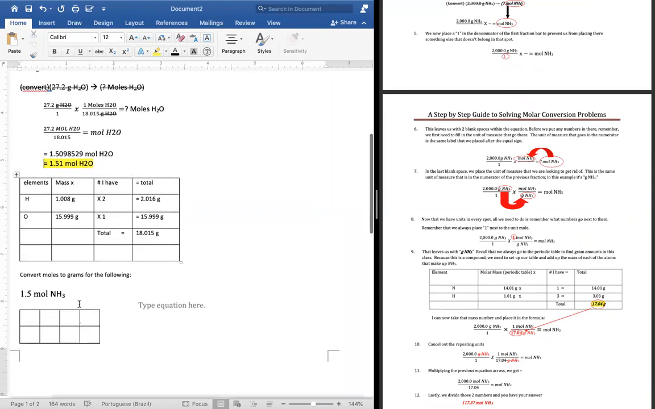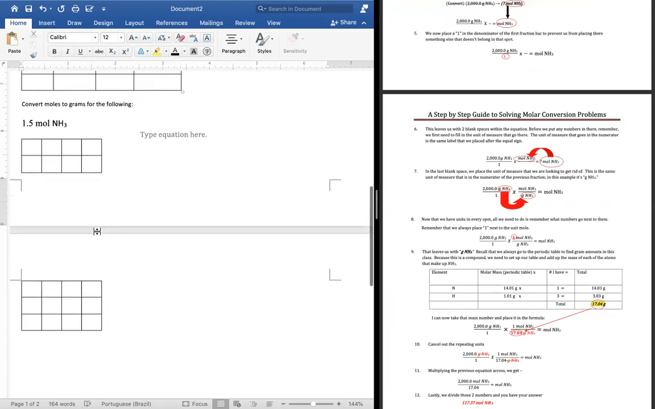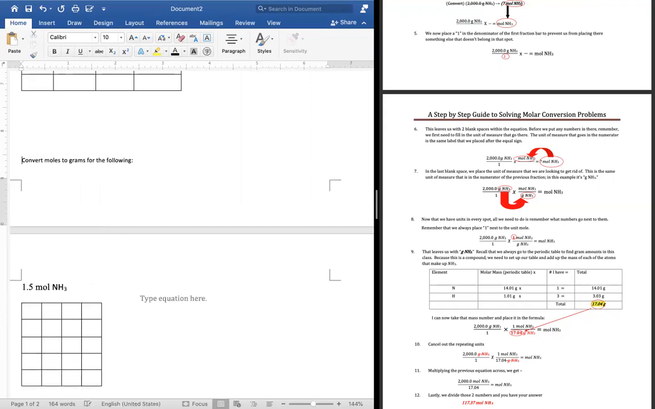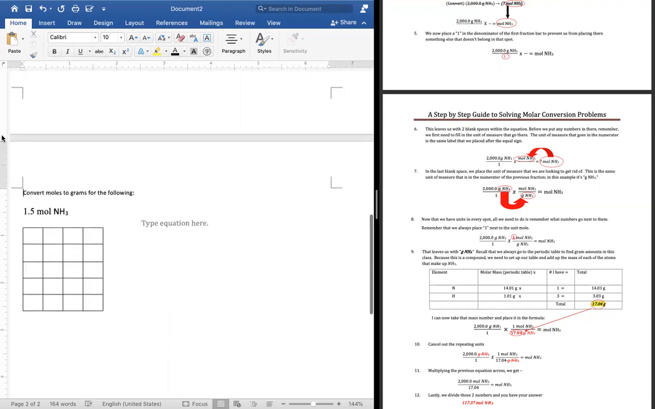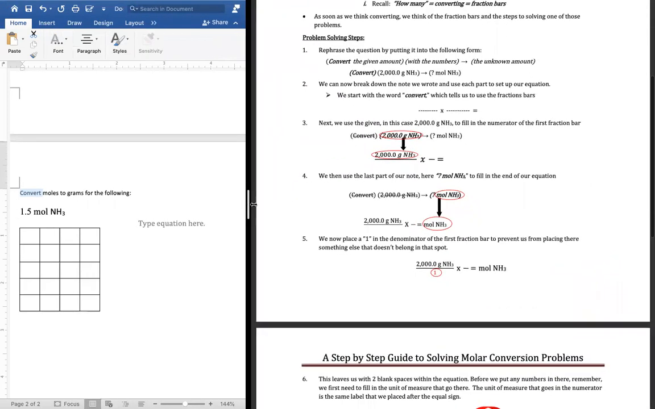All right. So let's take a look at this next question. Let me move this down here. We'll actually change this. So now we got a second question we want to look at. So convert moles to grams for the following. So again, I see the word convert here. What that tells me is I've got a unit conversion question going on here.